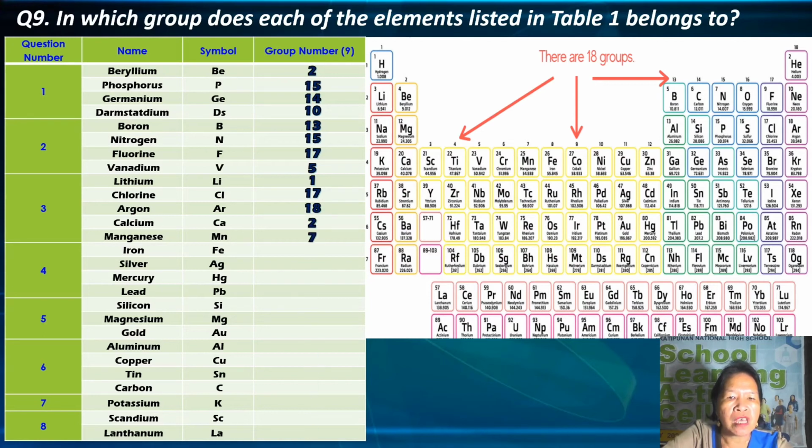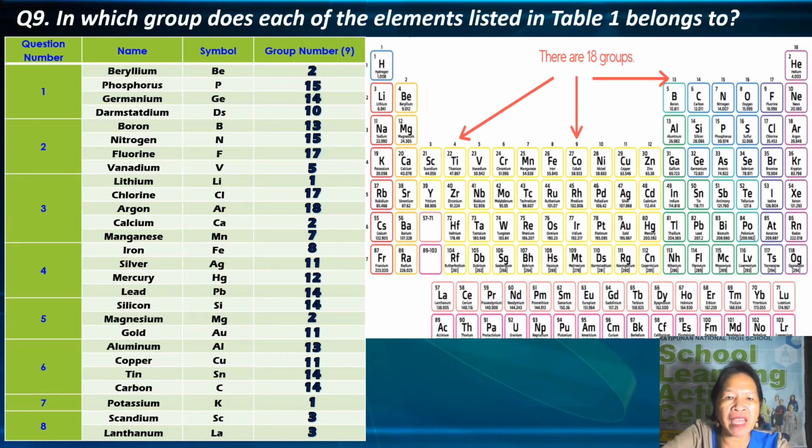calcium group 2, manganese group 7, iron group 8, silver group 11, mercury group 12, lead group 14, silicon group 14, magnesium group 2, gold group 11, aluminum group 13, copper group 11, tin group 14, carbon group 14, potassium group 1, scandium group 3, and lanthanum group 3. Okay? Did you get it right? Who got the perfect score in the activity?